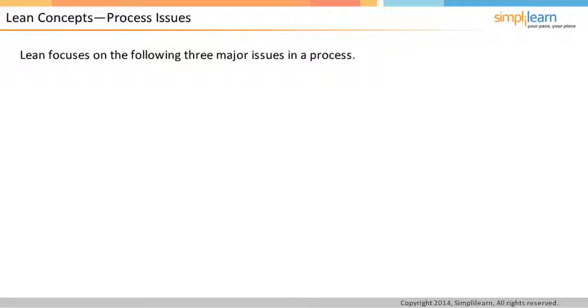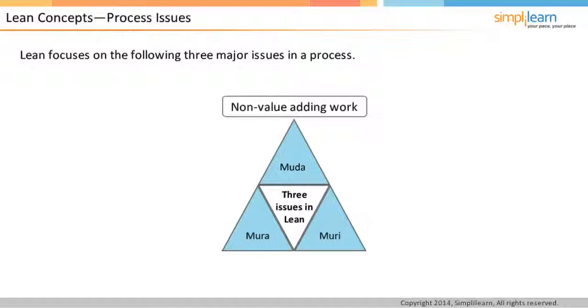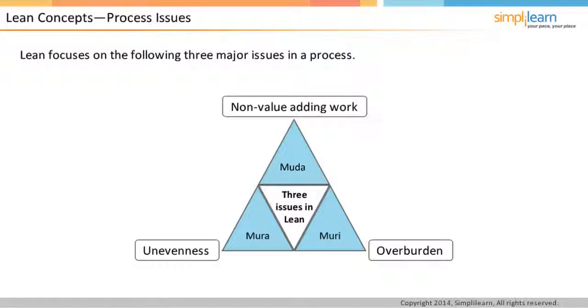Lean focuses on three major issues in a process, known by their Japanese names, Muda, Mura, and Muri. Muda refers to non-value-adding work. Mura represents unevenness, and Muri represents overburden. Together, they represent the key aspects in lean. Let us look at the types of waste in the next screen.